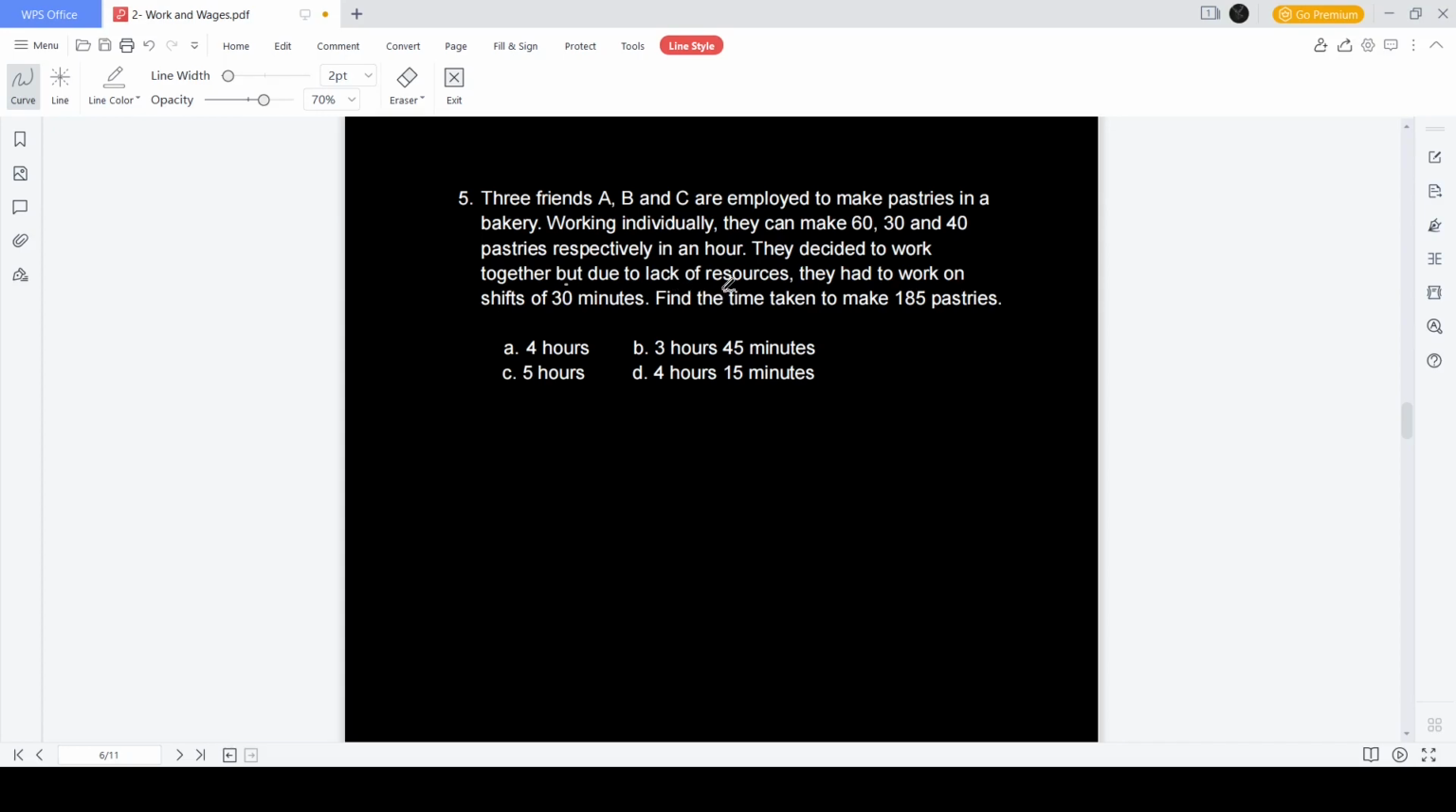They decided to work together, but they had to work in 30-minute shifts. So we have to find out the time it takes to make 185 pastries. Now we find out the rate of working of the friends. So rate of A will be 60 pastries per hour, but they work in 30-minute shifts. So I want to calculate in half an hour how many pastries they can make. So this becomes 30 pastries per 30 minutes. Similarly, B makes 30 pastries in an hour, that is 15 pastries per 30 minutes.